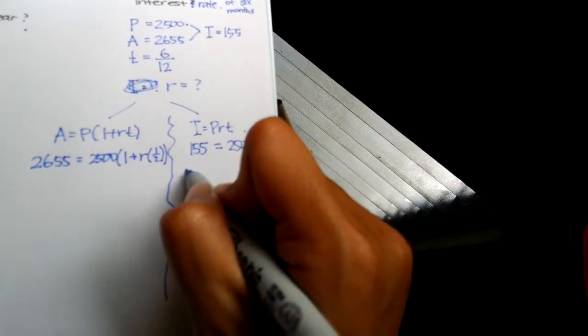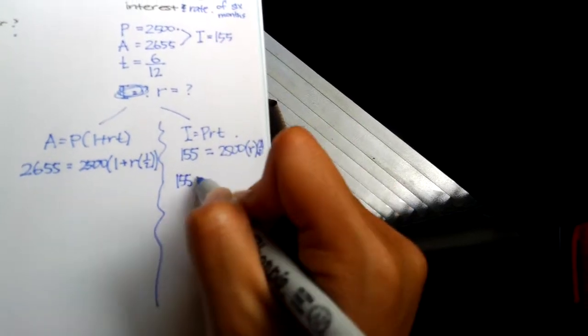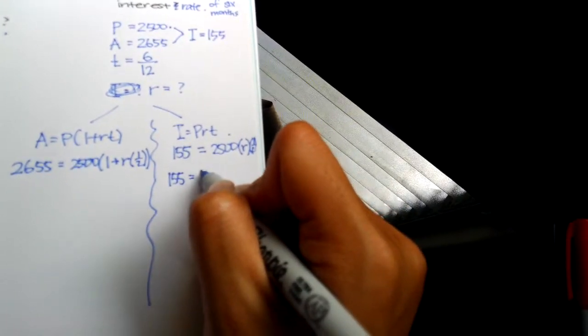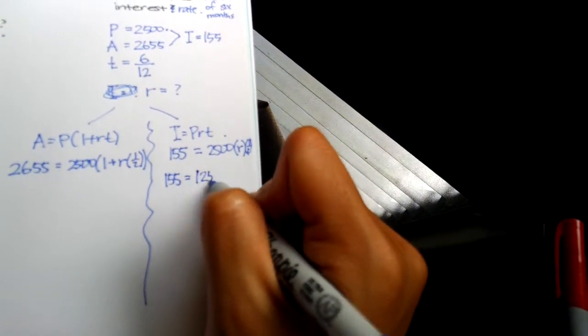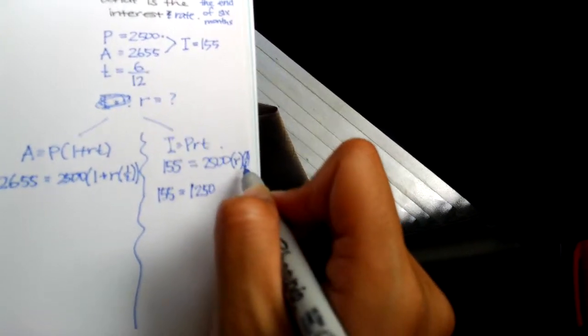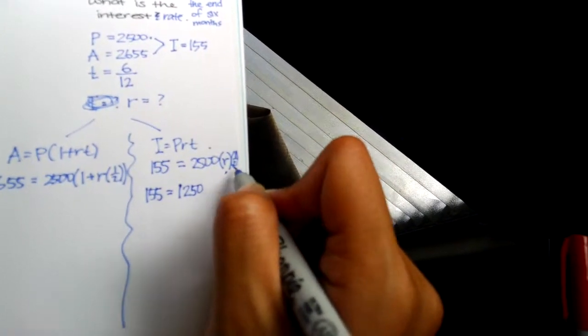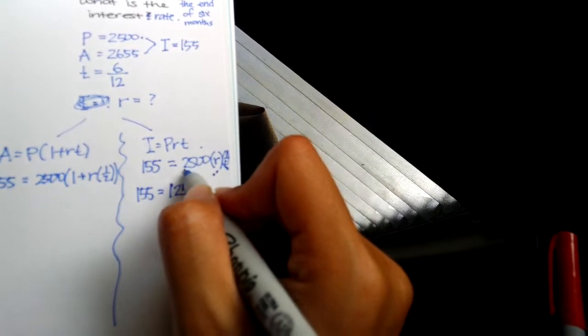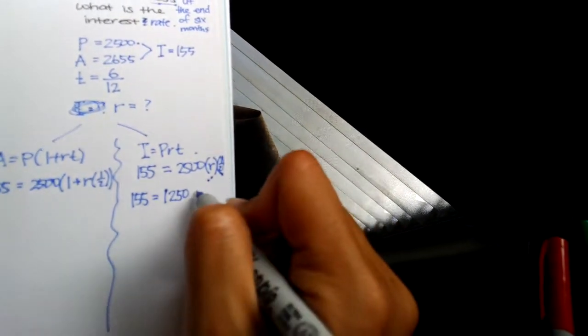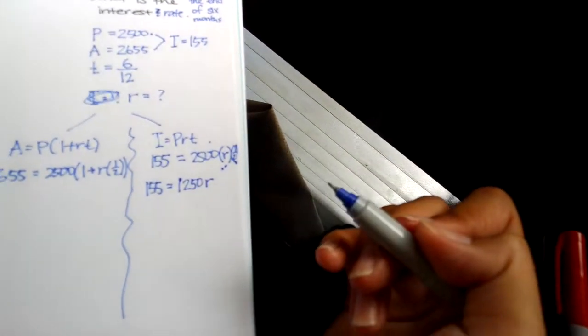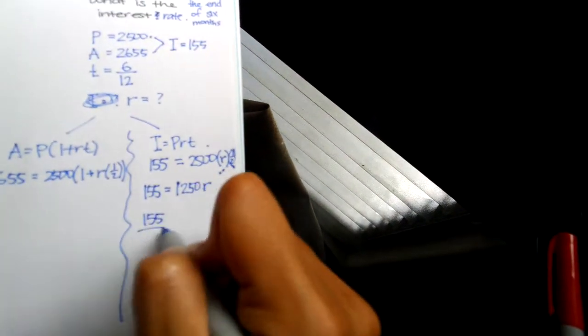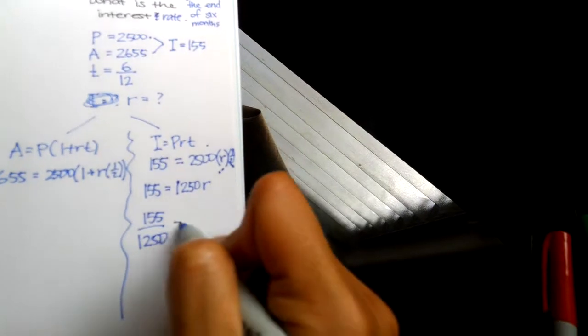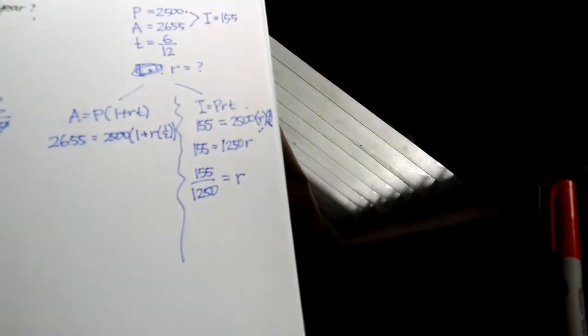So we simplify, right? A little bit of algebra here. So 155 is 1250 times R, because multiplication is commutative, so we can switch these two around. And if we do, we're taking half of 2,500 and then times R, right? And finally, you do 155 divided by 1250, and that's your rate.